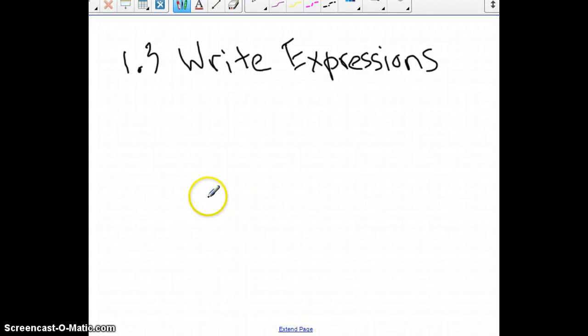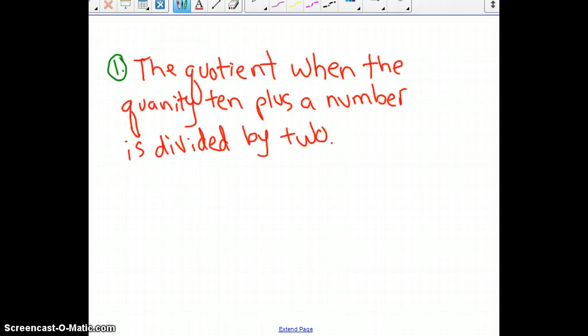Alright, here we are looking at the next lesson, and this is from the Algebra 1 book. It's Chapter 1, Section 3, and the title is Write Expressions. So let's look at a couple examples here.